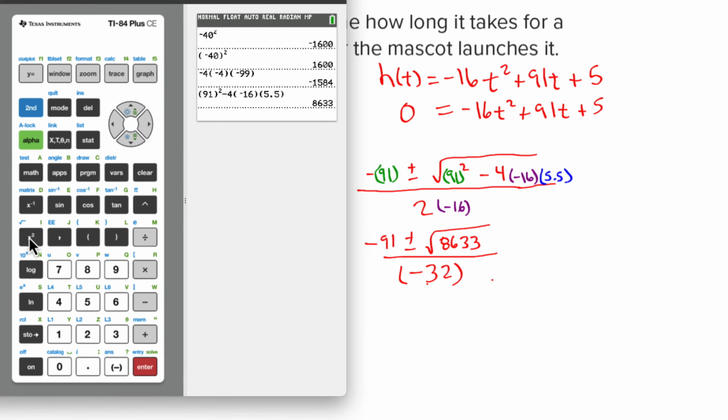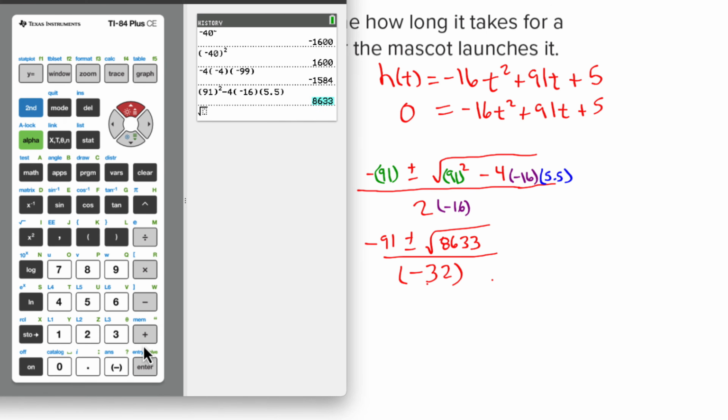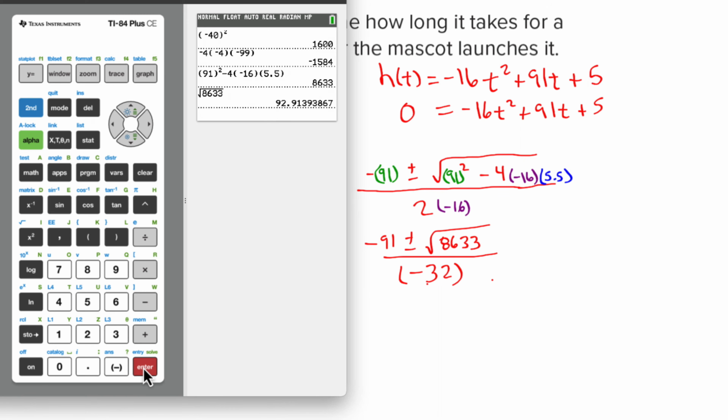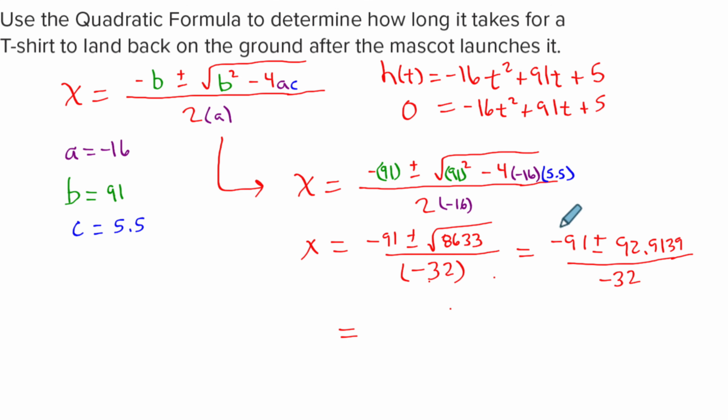Now it's time to take that square root. So in your calculator, that's above the x squared button. How convenient. And did you know you could just scroll up and go get that number? You don't even have to retype it. We get 92.9139. Oh, that is ugly. So writing that out, we're just going to replace the square root with the decimal.